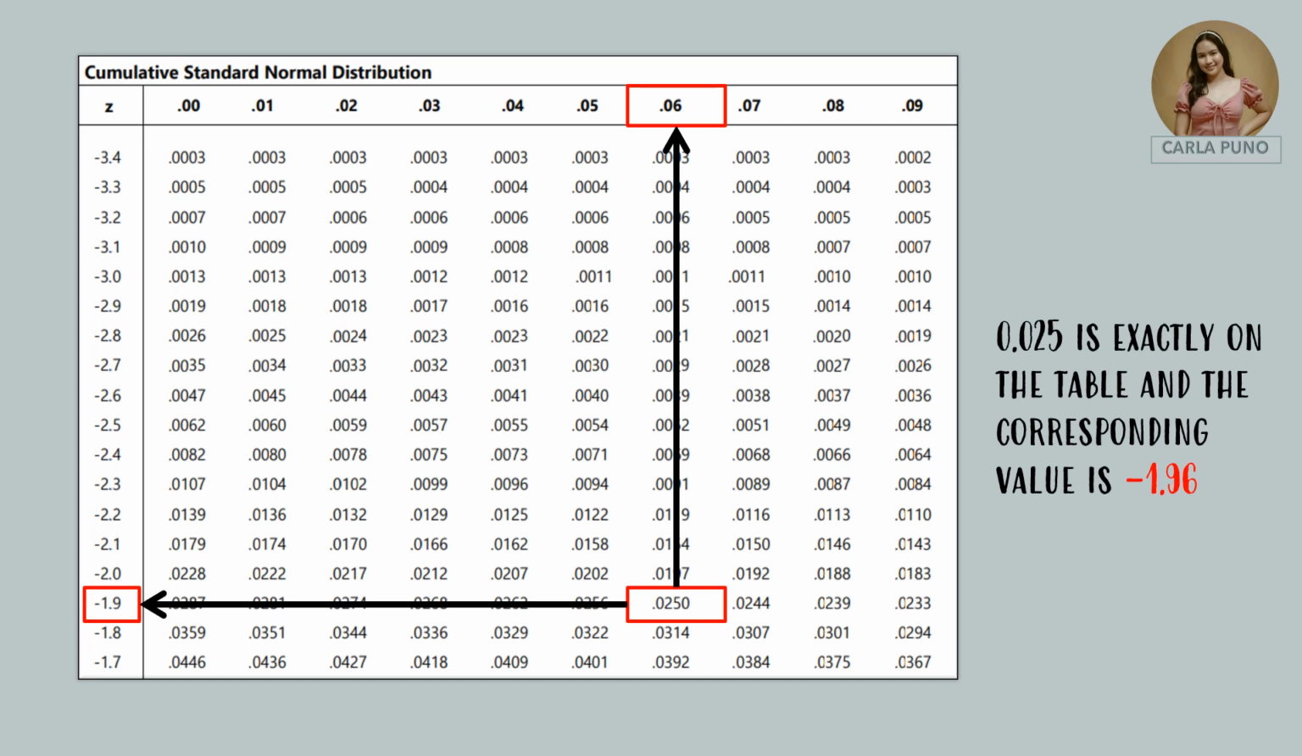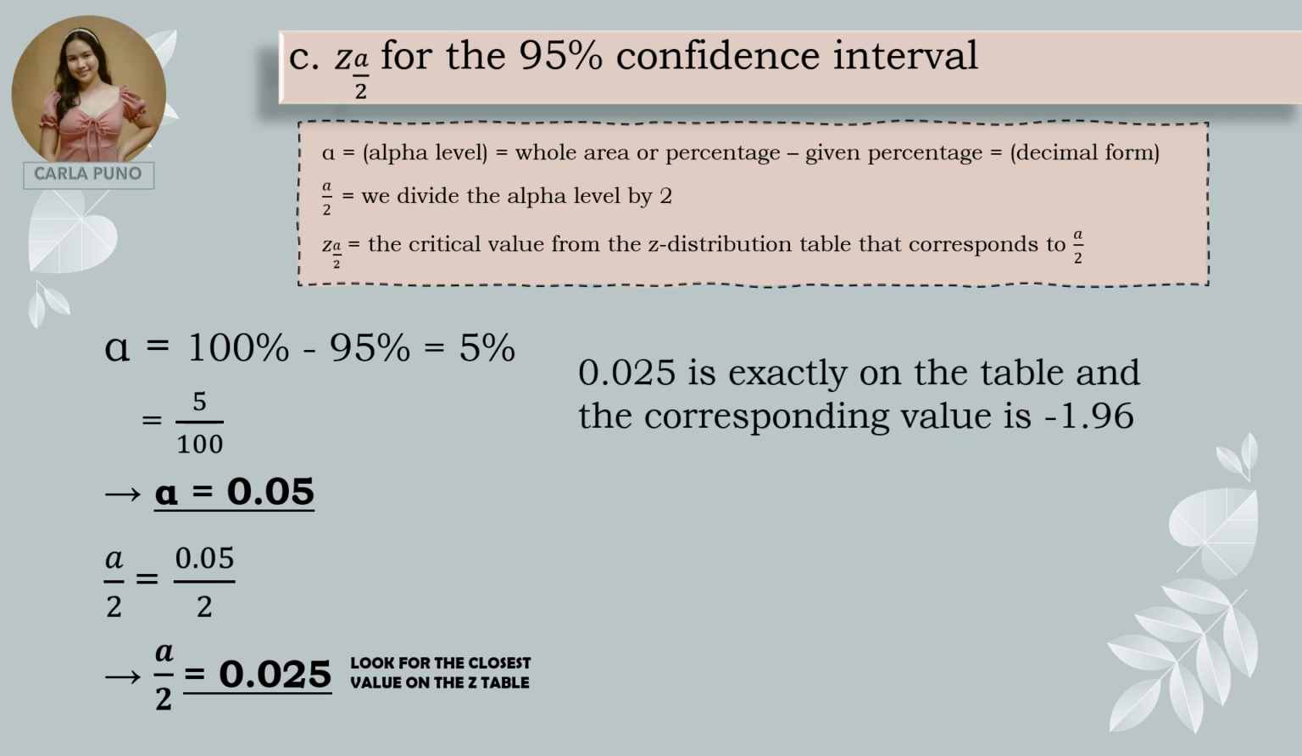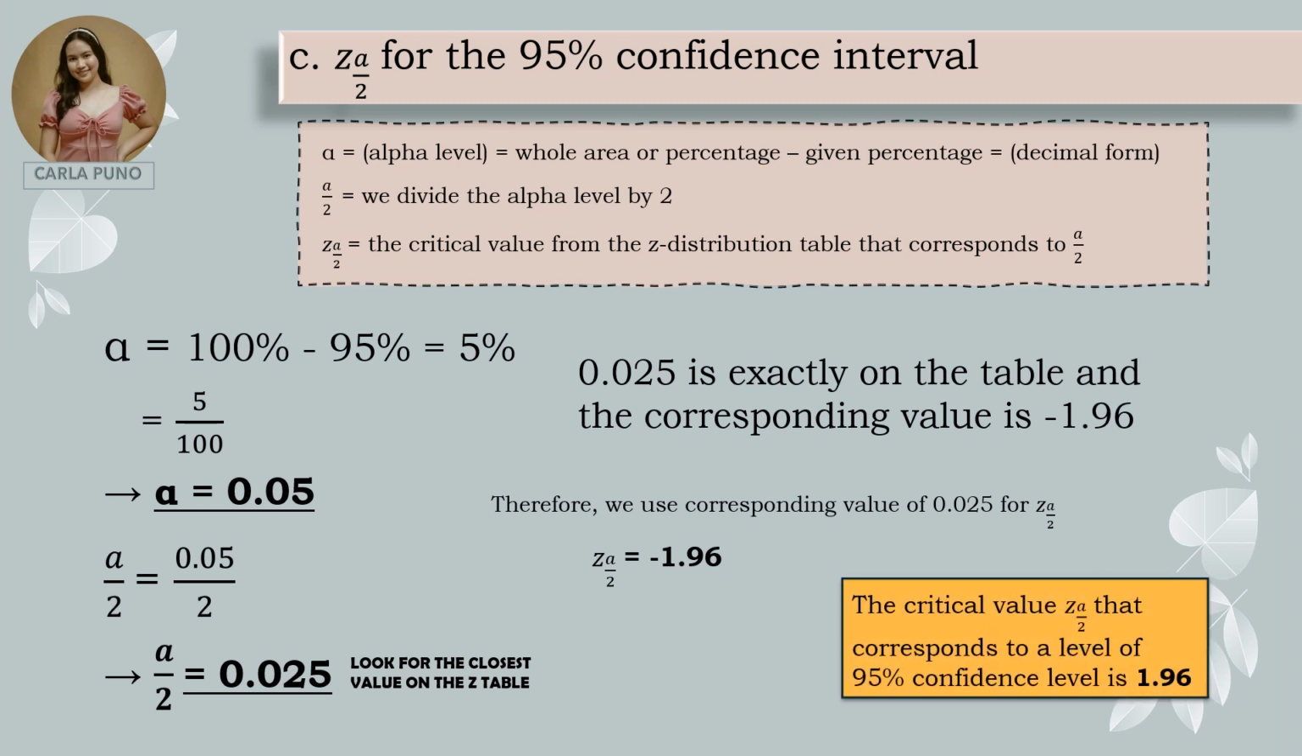0.025 is exactly on the table, and the corresponding value is negative 1.96. Back on our problem, based on our table, 0.025 is exactly on the table, and the corresponding value is negative 1.96. Therefore, we use the corresponding value of 0.025 for our z sub alpha divided by 2. Therefore, we have negative 1.96. And our answer will be the critical value z sub alpha divided by 2 that corresponds to a 95% confidence level is 1.96.